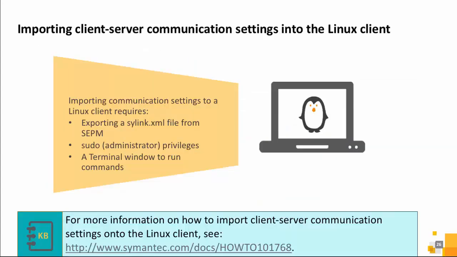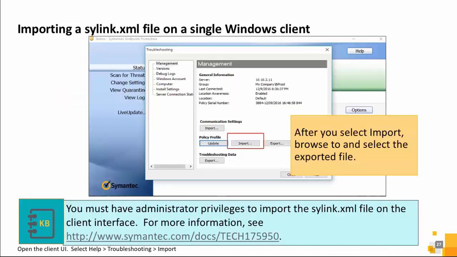Importing the sylink.xml for Linux clients requires command line usage and an understanding of the sudo command. See the KB article shown on the slide to import client-server communication. If you have administrator access to a Windows client, you can locally import a sylink.xml file by using the Import option below Communication Settings. If a password is required for importing communication settings, the Import option is not accessible. This option is very useful to help desk employees because they can send a sylink.xml file to the client user with instructions on how to import the file.